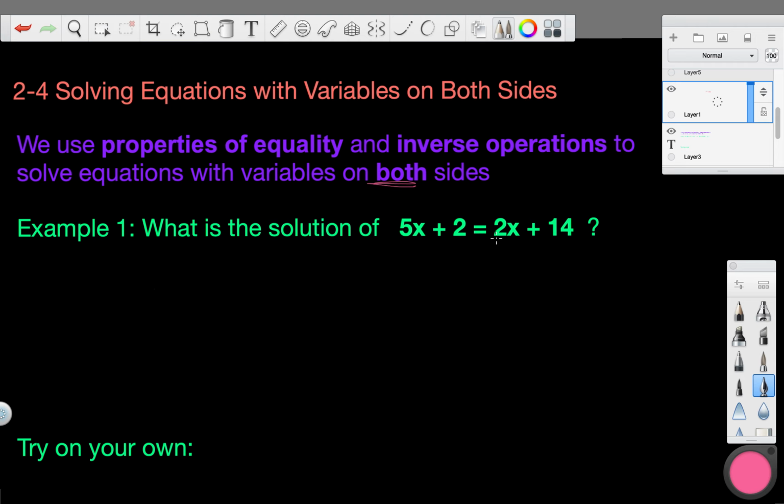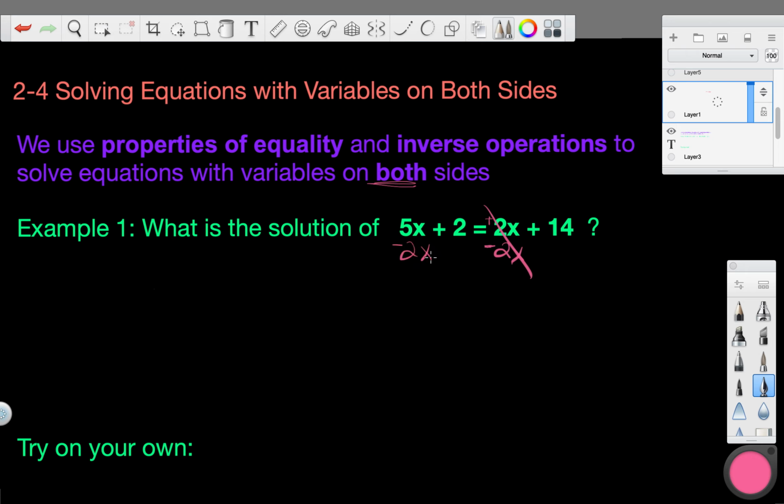So if I want to move this 2x to the left-hand side of the equation, I need to do the inverse operation to get it to the other side. So I see nothing in front, which means that I have a positive 2x, which means in order to move it to the other side, I need to get rid of it by doing the inverse operation of subtraction. They cancel. Now I've already done it on the left. I already did it on the right. Now I have to do it on the left. So I'm going to subtract 2x.